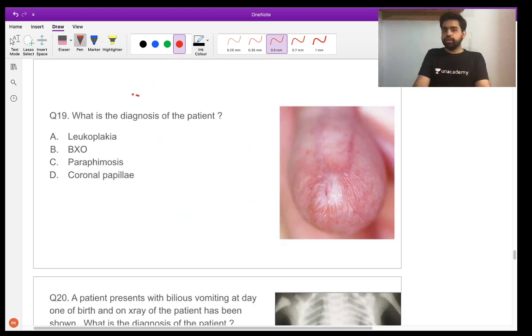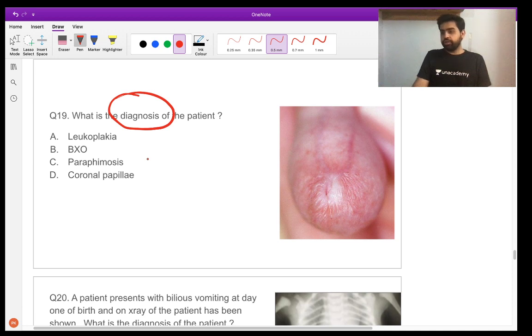What is the diagnosis of this particular patient? Can you tell me? Is it A, B, C, or D? Is it leukoplakia? Is it BXO? Is it paraphimosis, or is it coronal papillae? Again, an important MCQ might be shown to you. What is the answer? A very simple thing, but yes, you need to take note of this.